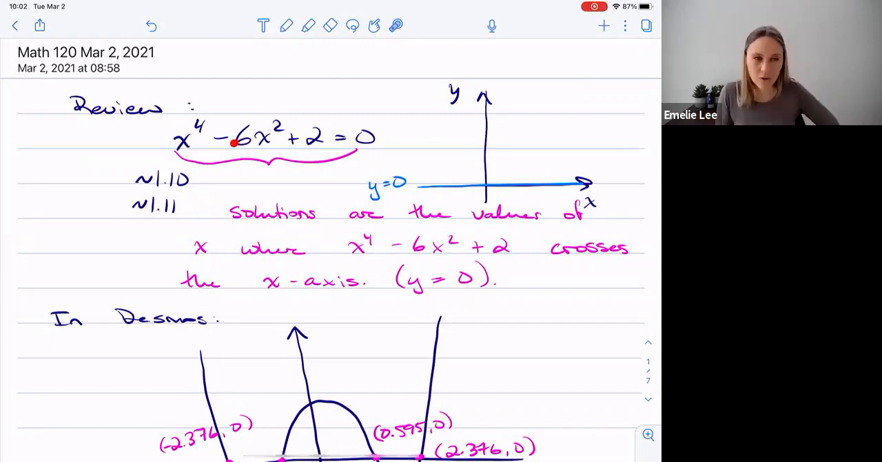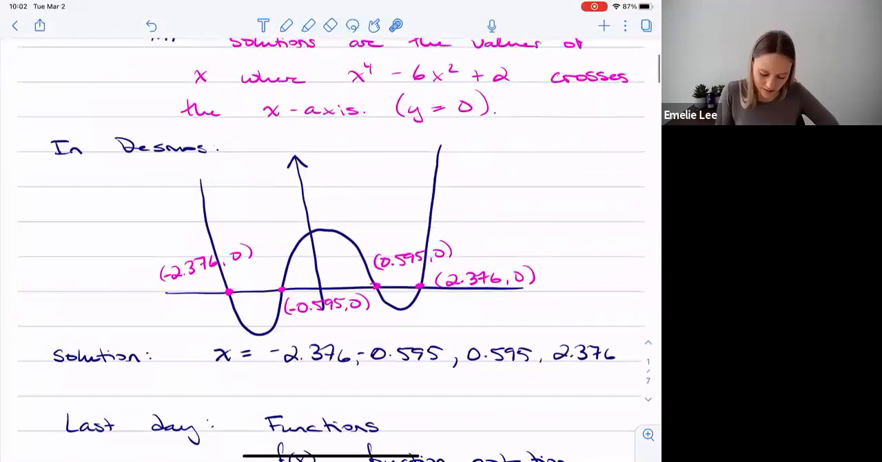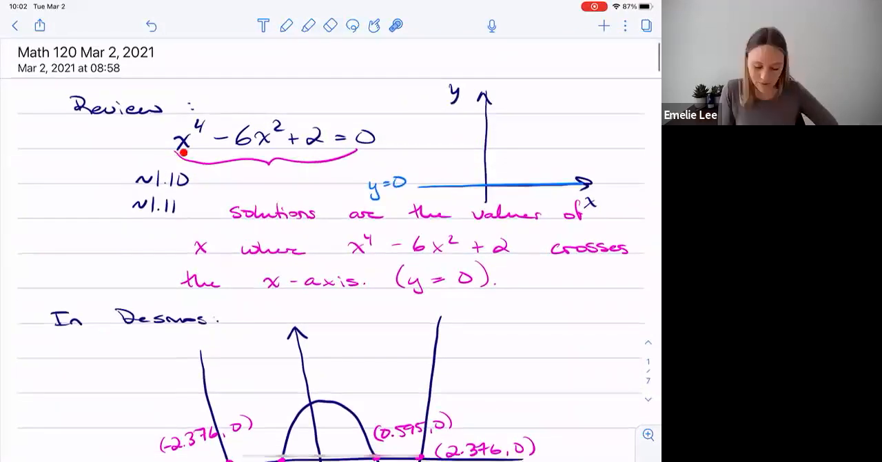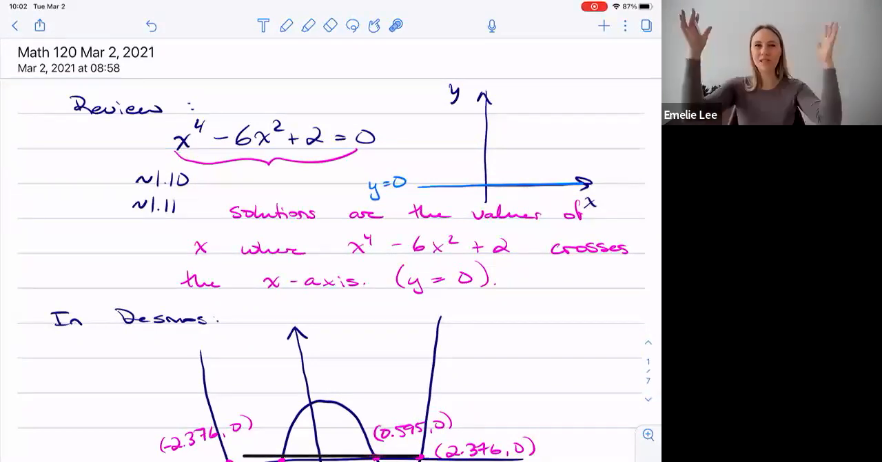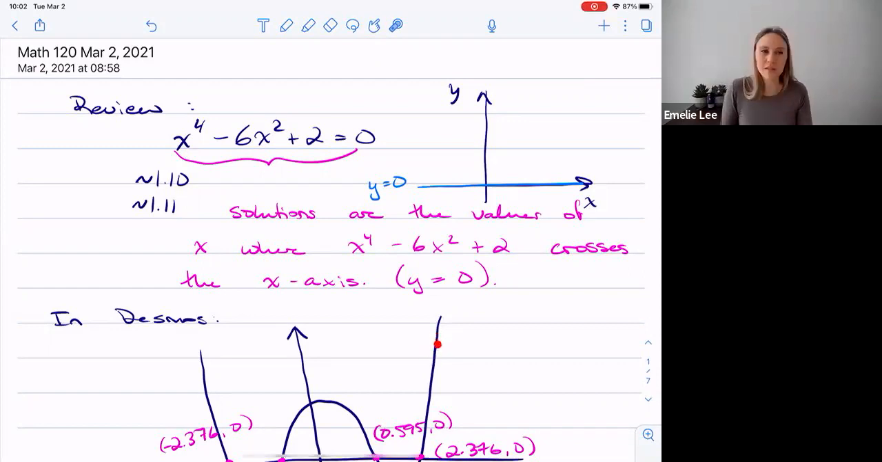x to the power of 4 minus 6x squared plus 2 equals 0, right? Notice that here, okay, so we have this behavior here, but overall, my highest power of x is 4. So that's an even degree polynomial, right? And so I'm expecting the overall end behavior to be up like this, which it is.